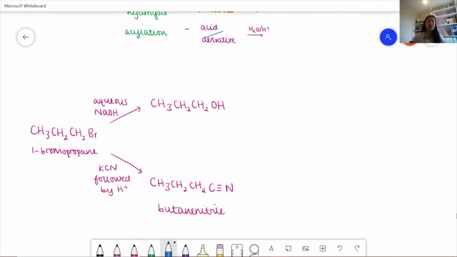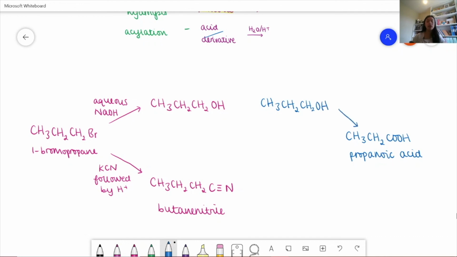So now if we have a look at the other side, which is propanoic acid, which is our target molecule. So we have CH3, CH2, and then COOH. So this is propanoic acid. And we said that we could form this either from a primary nitrile or a primary alcohol. So the primary alcohol would be propan-1-ol. So we'd have CH3, CH2, and then CH2OH. So this would be our first one.